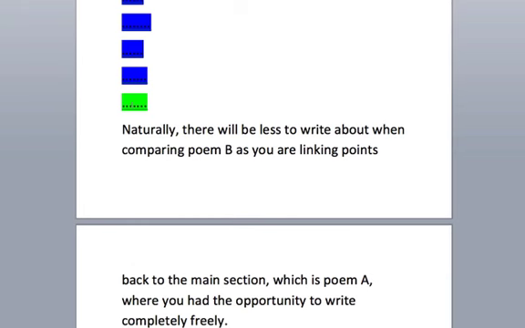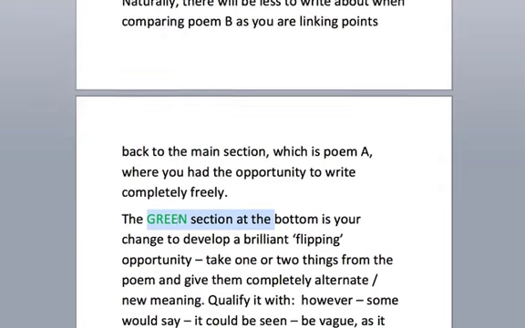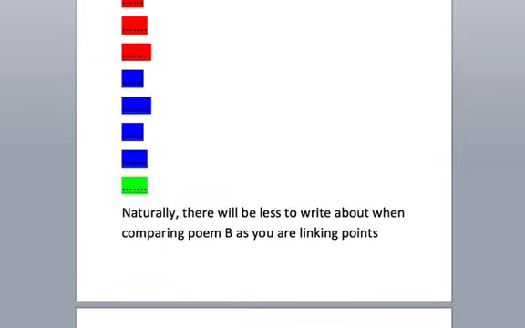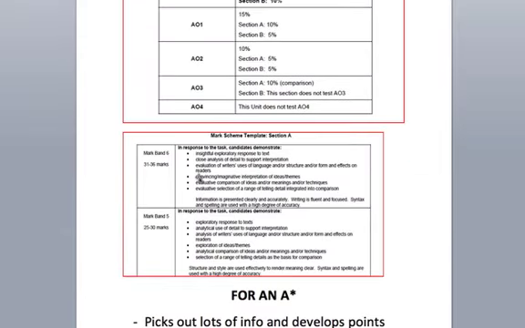Now you've also got a green section down here. The green section at the bottom is your chance to develop a brilliant flipping opportunity. You take one or two things from the poem and give them a completely alternate meaning. So you're going to try and go for something really original there, because what you're trying to hit from the criteria, if we go back up to the top, is an imaginative interpretation of ideas. That's where you're really going to hit that.